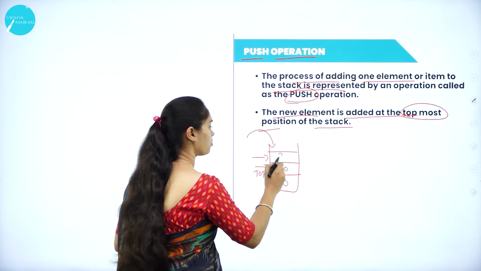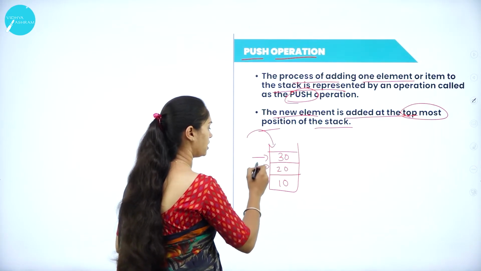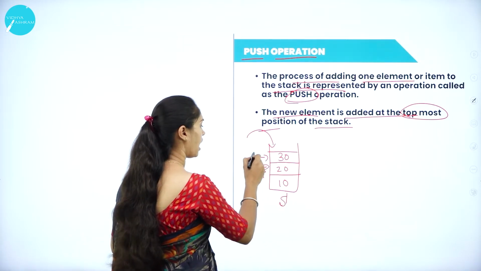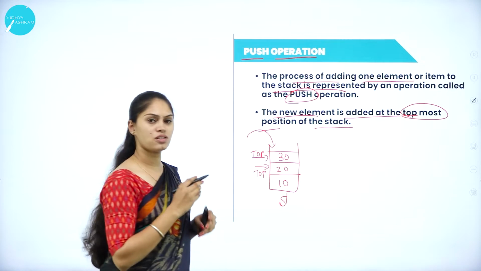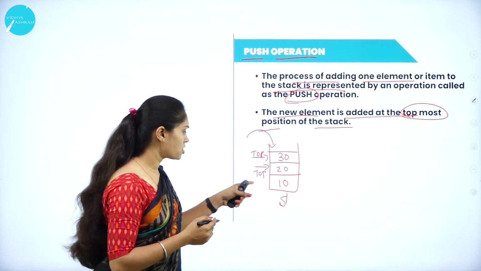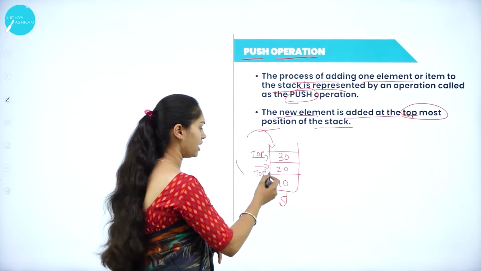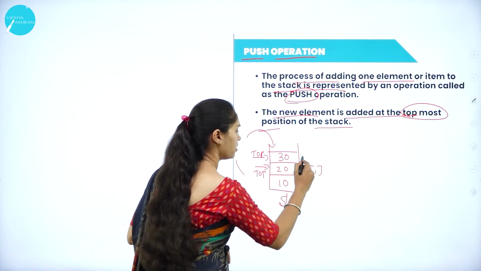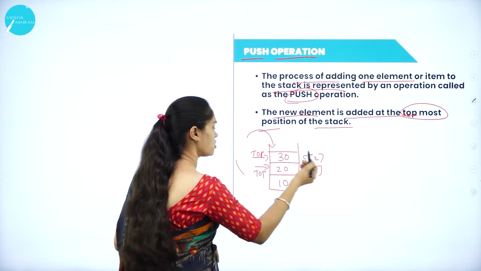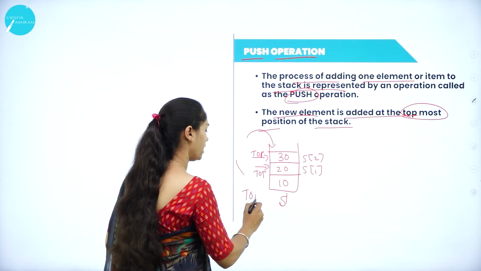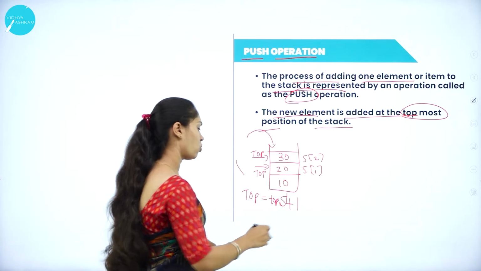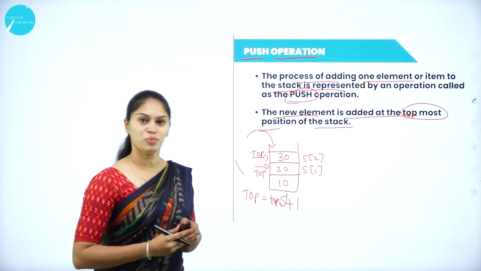So I am going to add a new element called 30 to the existing stack called AS, and this becomes the top. So what happens? Top becomes top plus 1. Earlier the top value was in S of 1, but now the top value is in S of 2. That is, top will be incremented by 1. This is what we call the push operation.